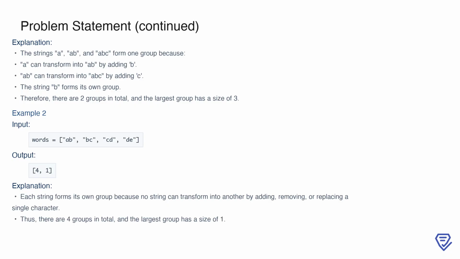In another example, where the input is words equals bc, cd, d, each string forms its own separate group. This is because no string can transform into another through the allowed operations. Therefore, there are 4 groups, and each group has a size of 1, making the largest group size also 1.